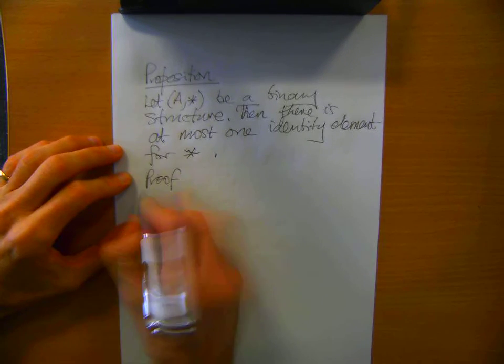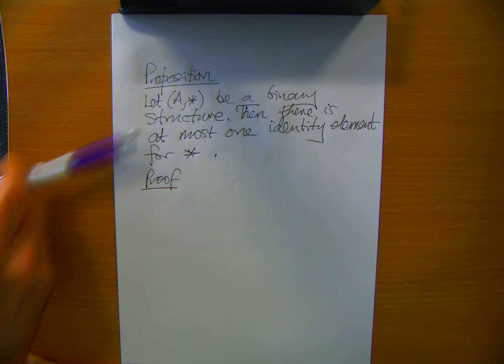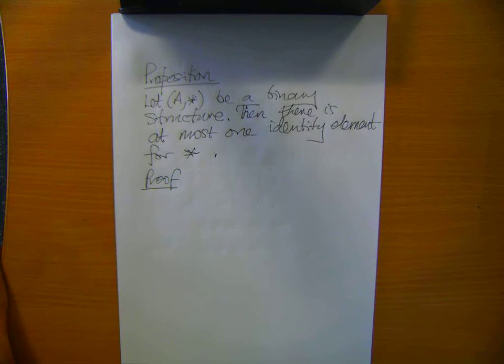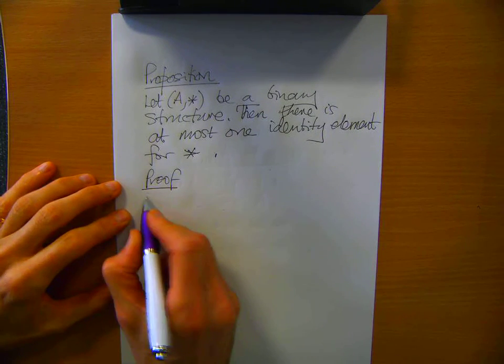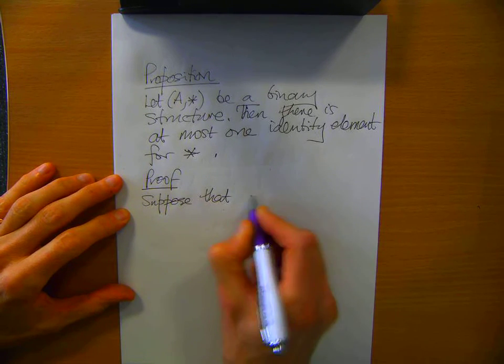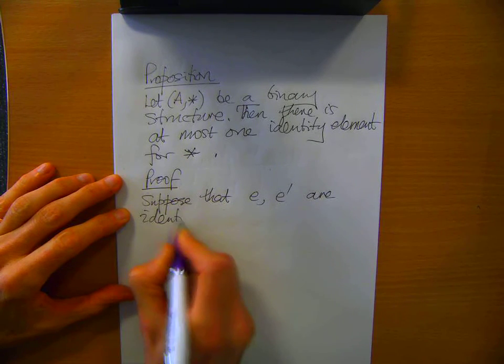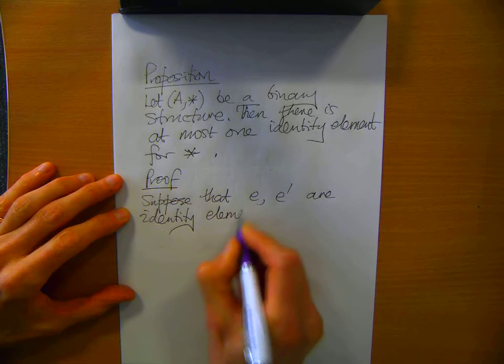So let's think what we have to prove here. Well, it says there's at most one identity element, which is saying there's either no identity element or there's precisely one. So if there isn't one, we're finished. It's possible there isn't one, in which case we're finished. But now we suppose there is one and we have to prove it's unique. So suppose that E and E prime are identity elements for star.